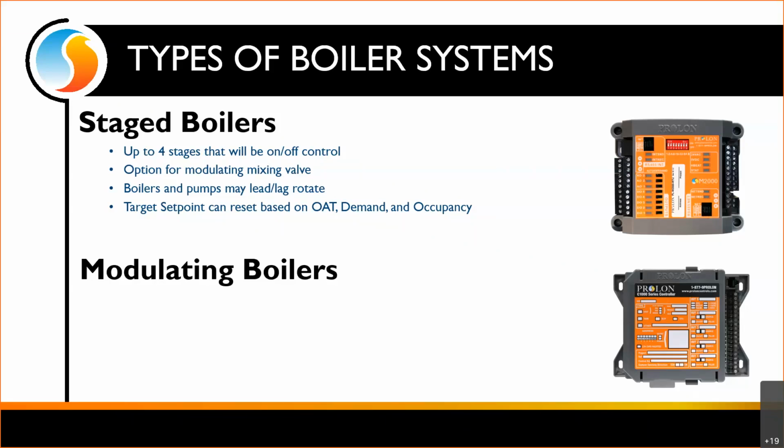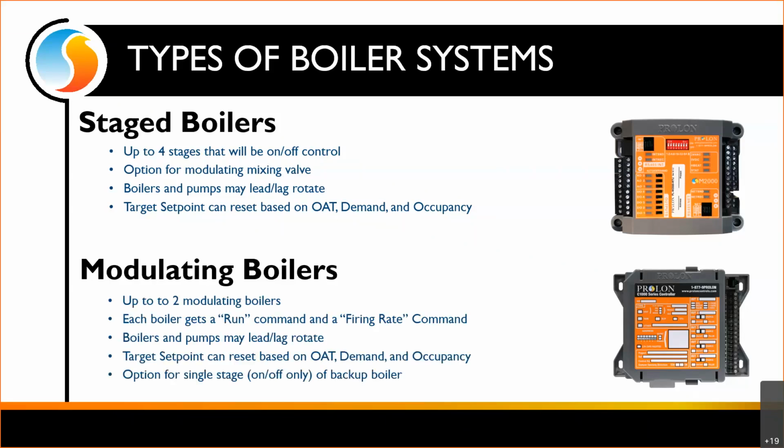Okay. So staged boilers, we recently added support for modulating boilers in here. So I can do up to 2 modulating boilers. Each boiler is going to get a run command and a firing rate command. Okay, so it will both enable and then command the firing rate. We're going to, of course, operate that a little more like a gas pedal on a car, trying to maintain a constant temperature as best we can rather than just the on-off command. If we can get it to balance on that set point we're targeting.